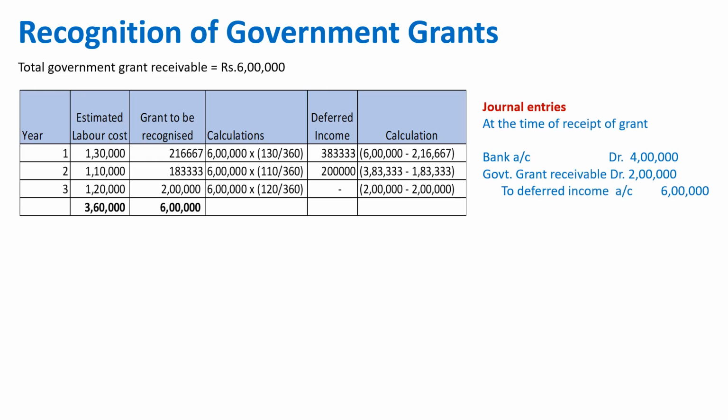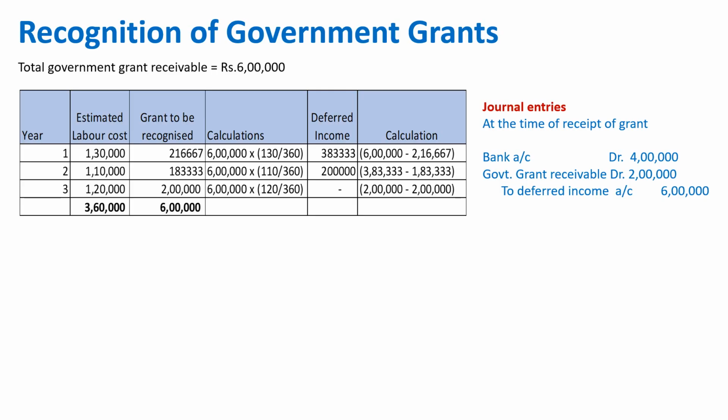At the time of receipt of the grant, in the first year, you are not receiving 6 lakhs, you are receiving only 4 lakhs. So bank account debited 4 lakhs. Government grant receivable is 2 lakh because in total you have to get 6 lakh, right? To deferred income 6 lakh. So at the time of receiving the grant itself, you take the total receivable to deferred income.